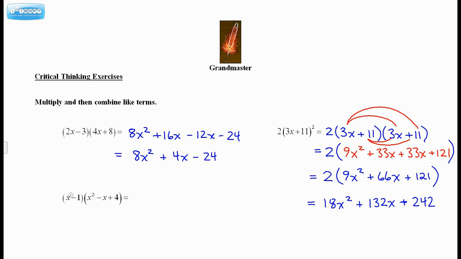What I'm going to do is look at the x, and multiply the x by each term within this trinomial. So it's like an extended FOIL. Each item in here is being multiplied by x. So I get x cubed minus x squared plus 4x.